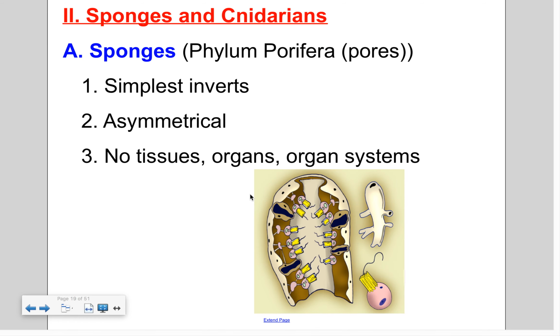Starting off with the first phylum, Porifera, also known as sponges, and they're called Porifera because they have pores in them. These guys are the simplest invertebrates. They are asymmetrical. They don't have radial or bilateral symmetry, and they also don't have any tissues, organs, or organ systems.